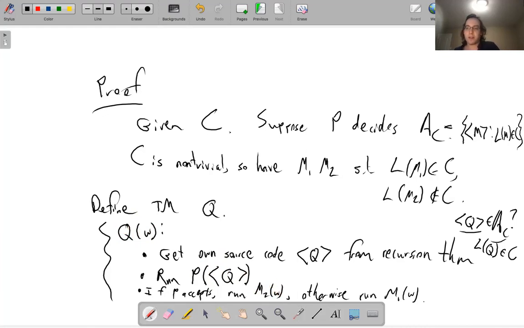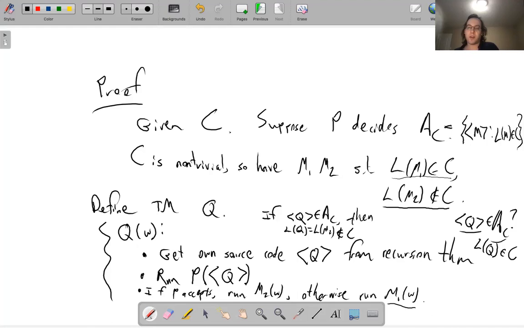So in this case, the language of Q is equal to the language of M2. But the language of M2 is not in C. That was the condition here, so that can't be. On the other hand, if Q is not in AC, then P will reject, on every input W. So the program Q essentially becomes the program M1. On every input W, Q will just simulate M1 on W, and the language of Q will become the language of M1. But the language of M1 is in C.